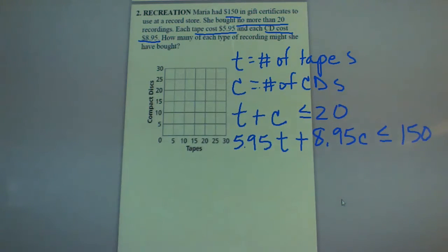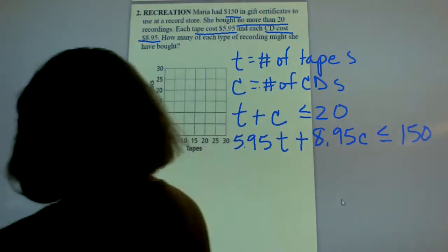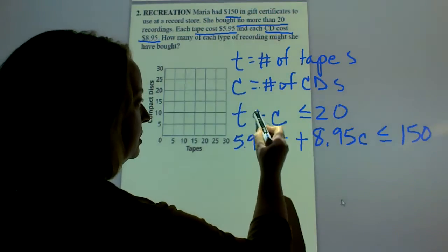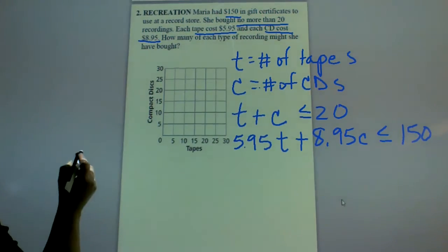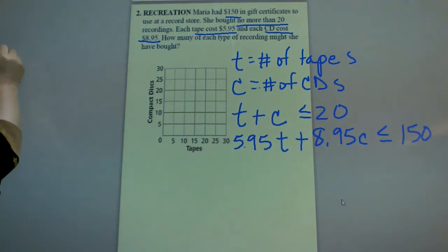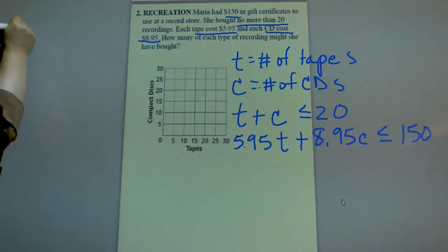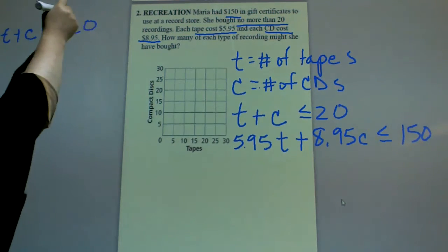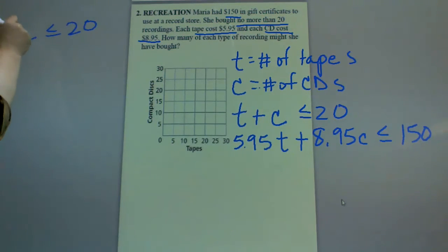Now we have to graph it. And so you're like, well, Ms. Post, how do I do that? So we're going to take a look at each one of those equations. We're going to look at this one first here. Okay, and I'm going to write it off to the side here. T plus C is less than or equal to 20.